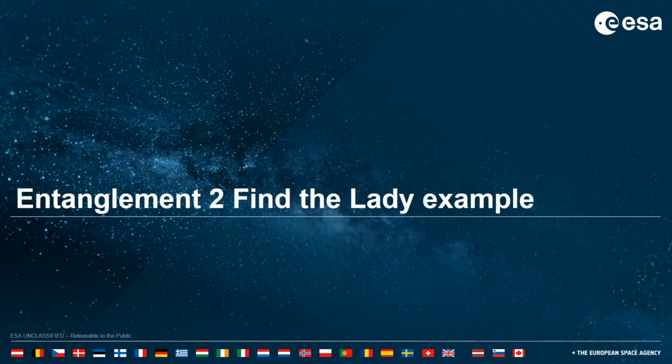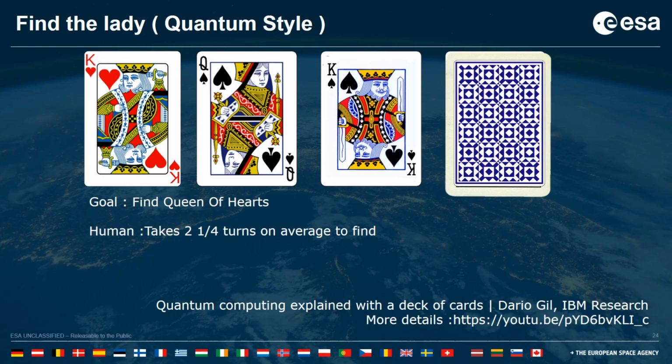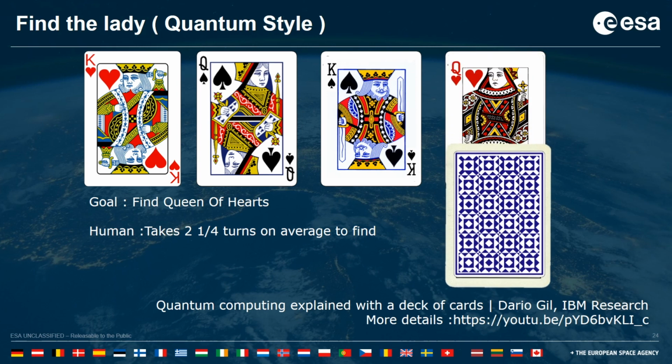So, entanglement. Find the lady. I think you guys in the US call it Monty. So we take 4 cards. Our goal is to find a queen, let's say a red queen. Normally, when a human plays cards, it takes between 2 1/4 turns on average to find the right card by turning the cards. This has been explained a little bit better by Dario Gil in IBM Research.